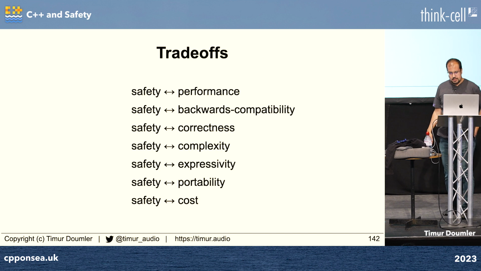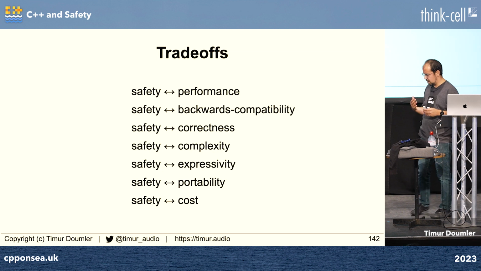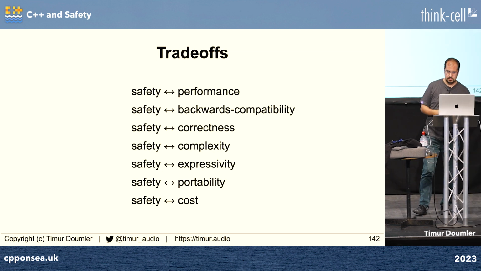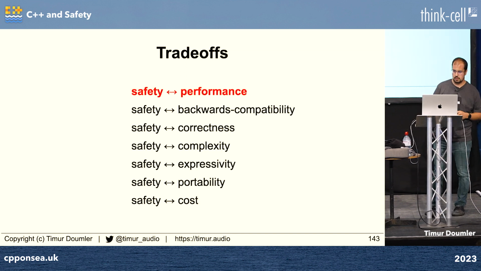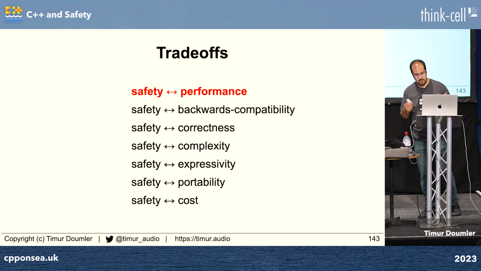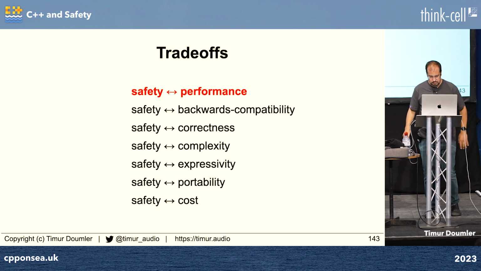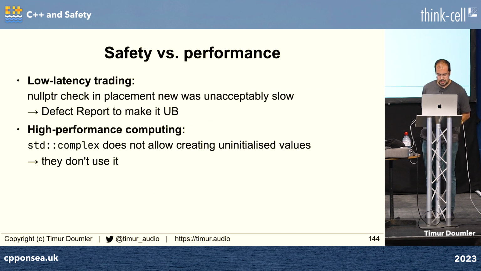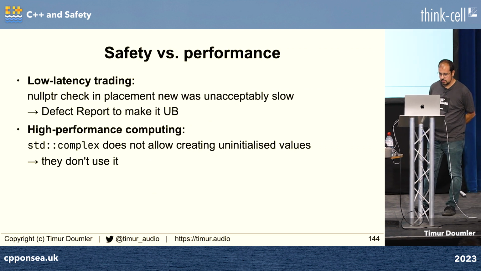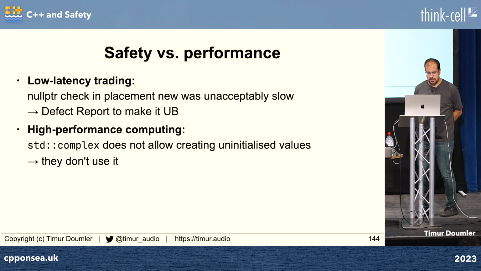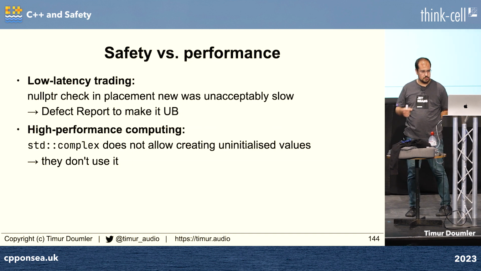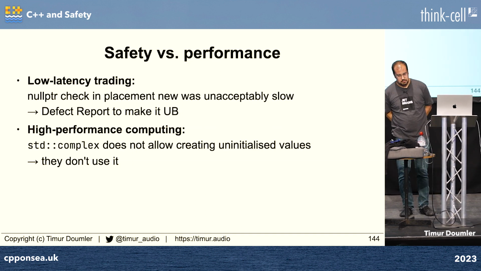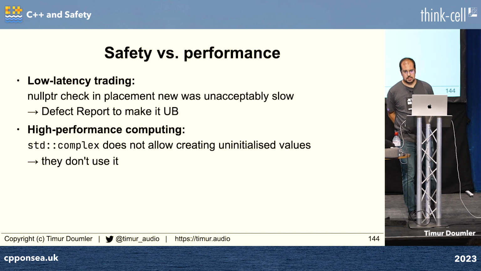And there are all these trade-offs, right? So safety is important, and it's very, very important for some industries. It's maybe less important for others. But if you want to increase safety, we have to keep all of these trade-offs in mind. And one particular trade-off that I want to mention is performance, which is something that is dear to my heart because of my background. And here are two data points. This is something that I heard from a low latency trading person. Placement new used to have a null pointer check in it, and for some reason in their code, it didn't get optimized out, and that slowdown from this one check was unacceptably slow in that use case.